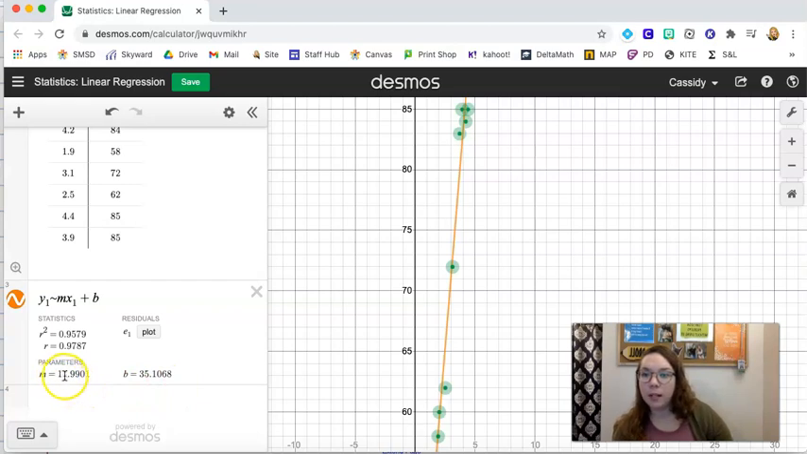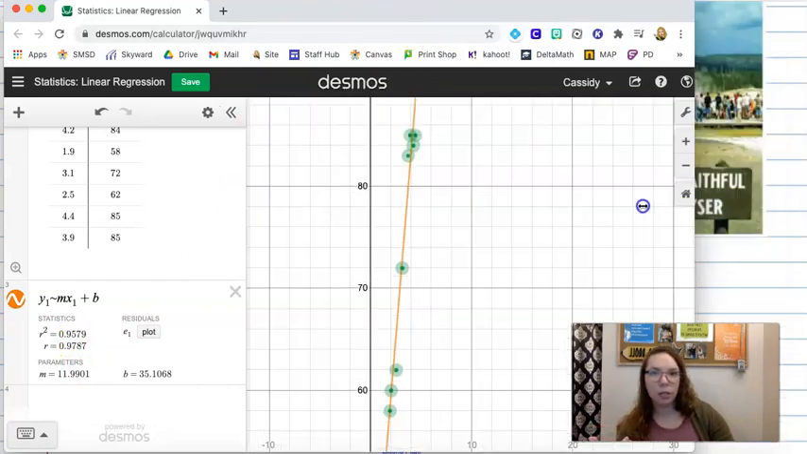So my slope is 11.9901. My y-intercept is 35.1068. So we cannot get that specific by hand, but a graphing calculator can get really nice and detailed. It's saying our R value is 0.978 and our R squared value is 0.96. So let's talk about all of these things.